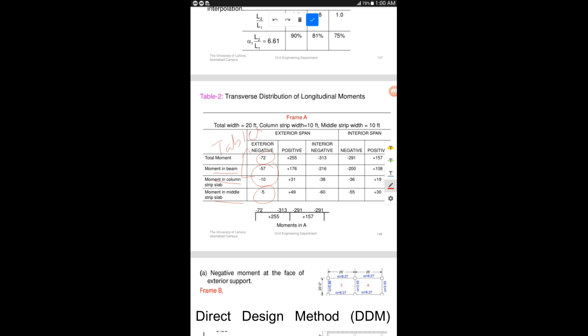and this 5 is basically the remaining amount. You can actually find this value of 5 by subtracting the sum of these two things from 72. In the same way, if you want to find this 49, just subtract the sum of these two quantities from 255. So ultimately you have to draw this kind of table for rigid frame A, B, C and D, which will show you the longitudinal and transverse distribution of moments. Once you have calculated the moments in beams, column strip and middle strip, it's very easy to find the steel against each of them.